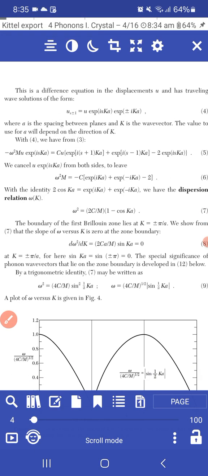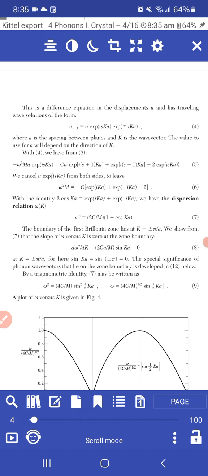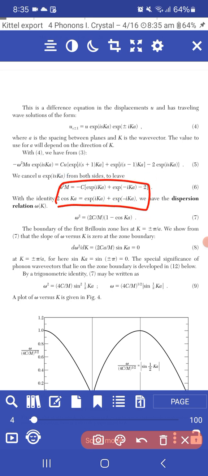With the identity 2 cos ka is equal to exponential i ka plus exponential minus i ka. So यहाँ से ट्रिग्नोमेट्री का फॉर्मूला यहाँ पे यूज़ किया. ठीक है, जो शायद किसी को मालूम होना चाहिए. ठीक है, तो 2 cos ka is equal to exponential of i ka plus exponential of minus i ka. We have the dispersion relation for omega for k. So omega has a dependence on k.